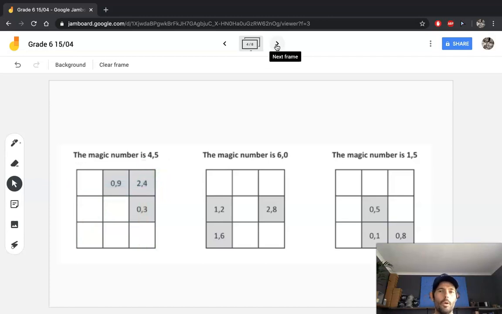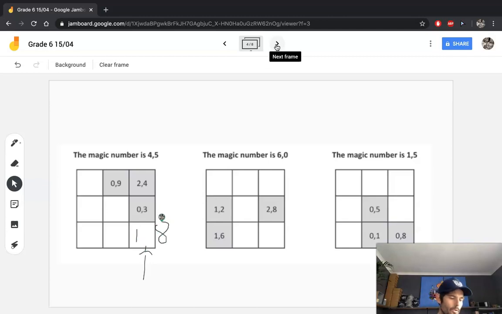Okay, so well done if you've worked through all of them. Let's have a look if we can work them out together. So I'm first going to start with this square over here. Okay, I know that 2.4 plus 0.3 is 2.7. So what is left there to get to 4.5? And I work that out that that's 1.8.